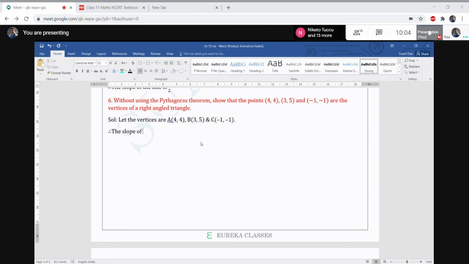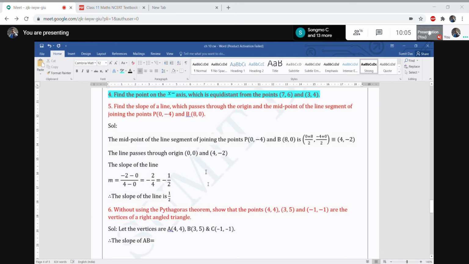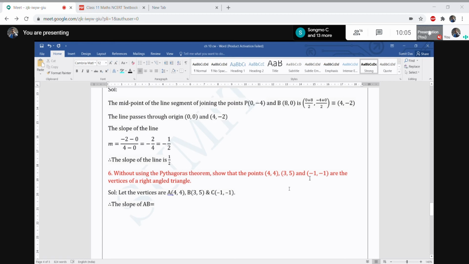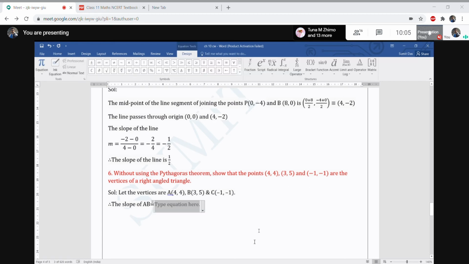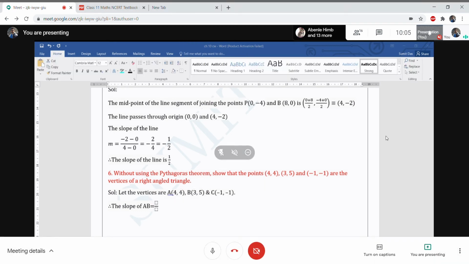Therefore, the slope of AB is equal to, so slope of AB means these 2 points. Same formula we'll use: y2 minus y1 divided by x2 minus x1. Okay. So for AB, what is y2? Please let me know first. Fast reply, reply in the chat box. For AB, what is the y2?